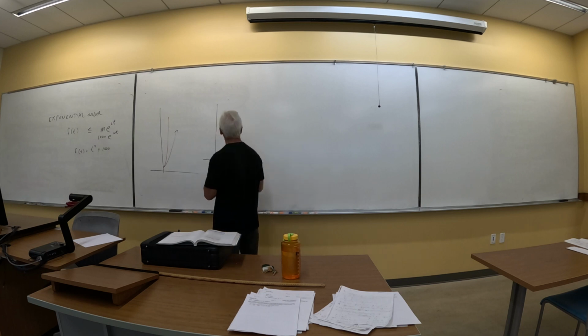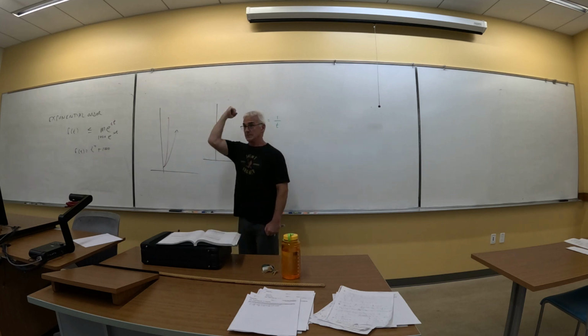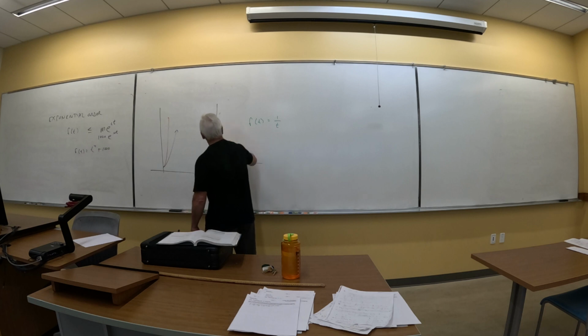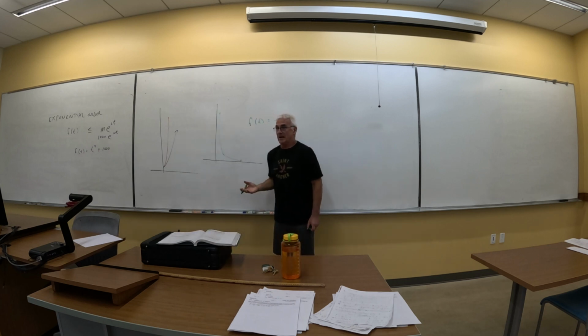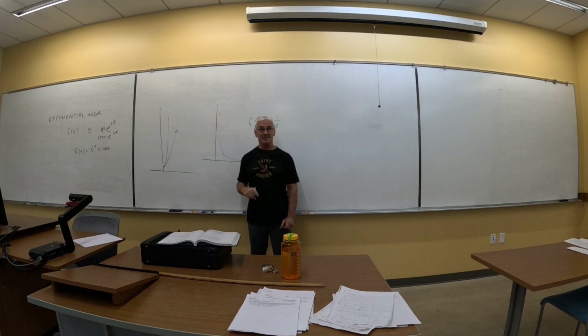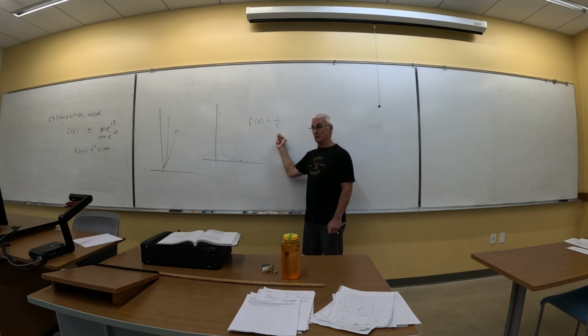How about if my f of t was 1 over t? What's the problem? It diverges. Well, yeah, but it doesn't matter how high I start. I have a vertical asymptote at the y-axis. Is there any exponential that's going to be above this? No. So this would not be of exponential order.